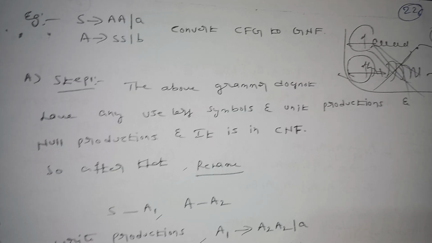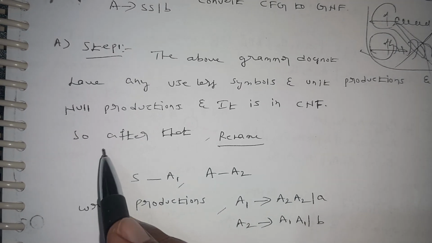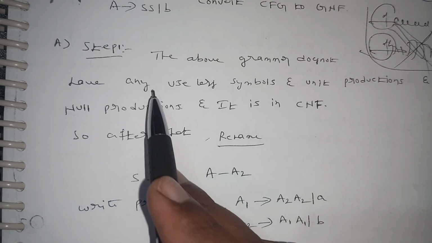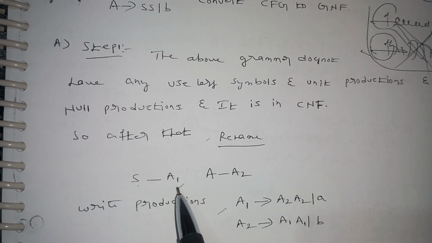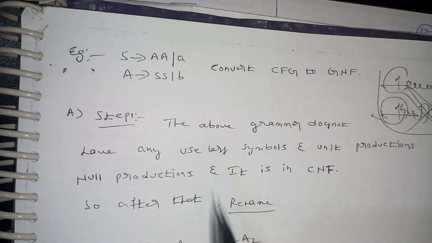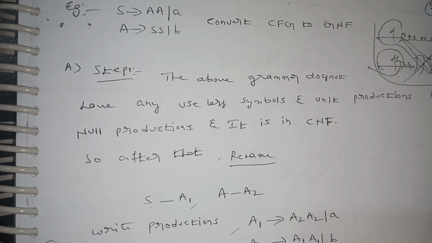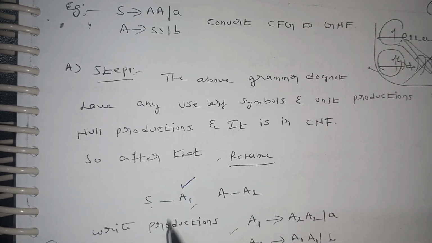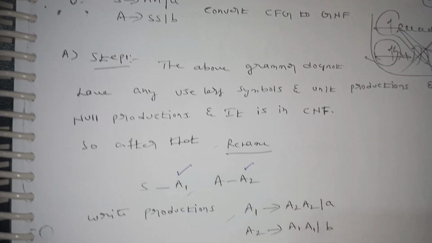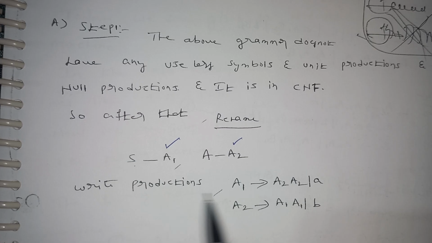That I already know. Now next one, what is step 2? After step 1, you have to rename S to A1 and A to A2. It means I am renaming the variable S to A1, and the next one to A2. Now you have to update the grammar.